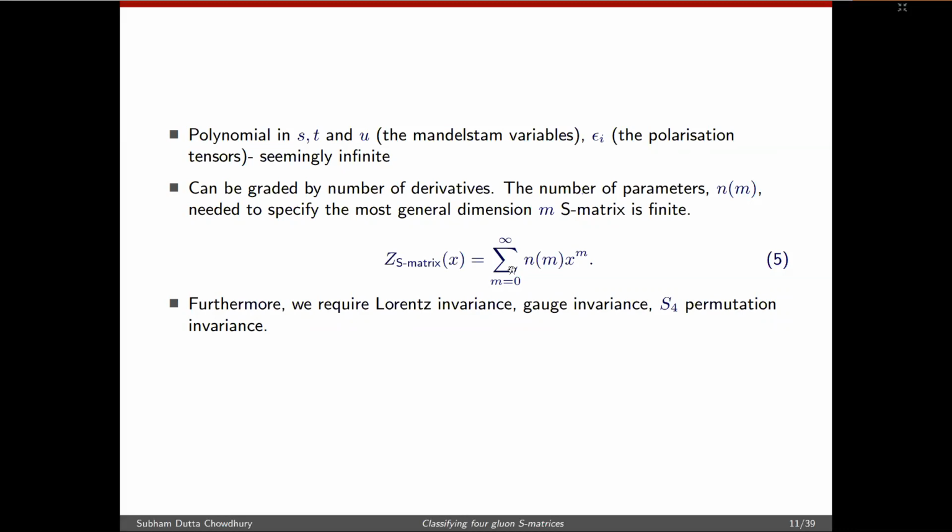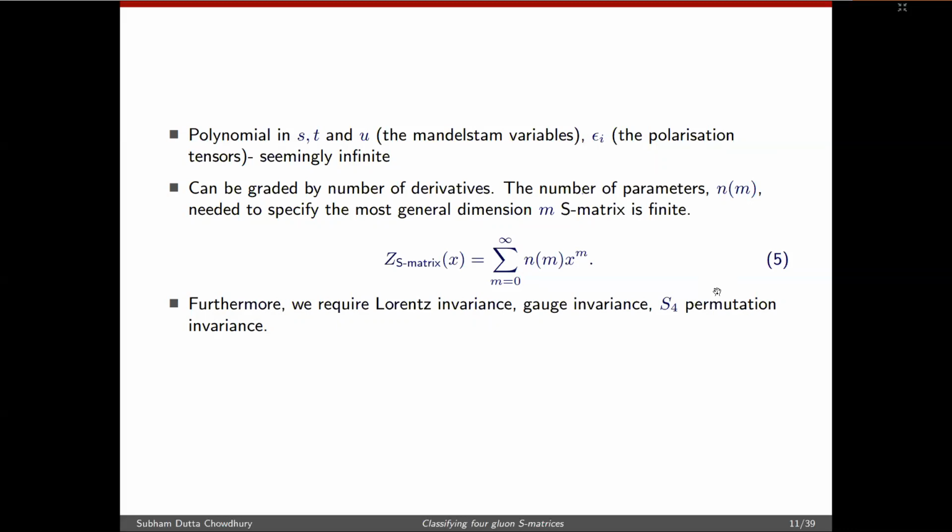So I can write down something like equation 5. What does this mean? Suppose I give you a partition function like this corresponding to a particular scattering amplitude. What this will tell you is that suppose you are looking at a particular derivative order M. N_M tells you the number of linearly independent S matrices that can exist for those external particles at that derivative order. All right. So this is the classification that we will do.